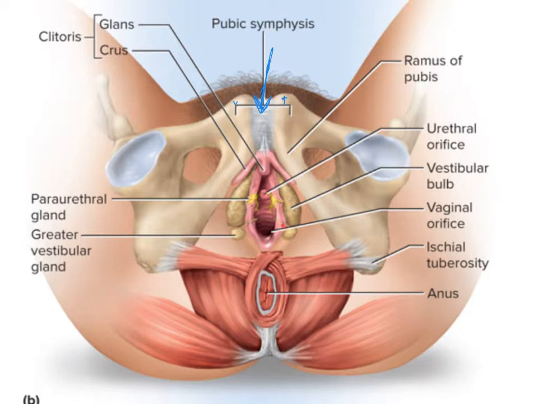and they've got those little ducts that are going to come out to the surface of the perineum on either side of the vagina. All right, and you can see the opening to the vagina there.